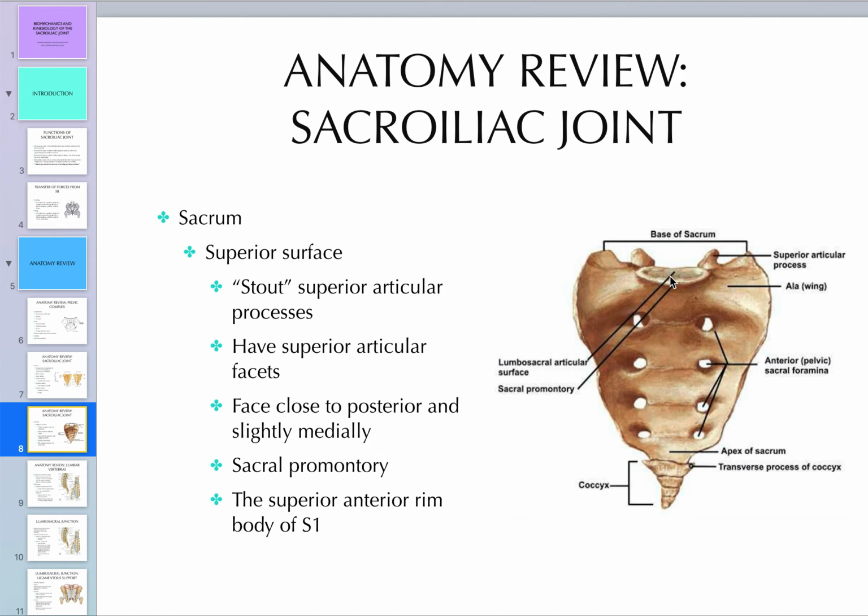So it's important to note the location of the sacral promontory. So it sits right here. As we're going to dive into the biomechanics of the sacral joint, you're going to notice that we refer to the sacral promontory going anterior or posterior. So it's important for you guys to know where it actually sits.